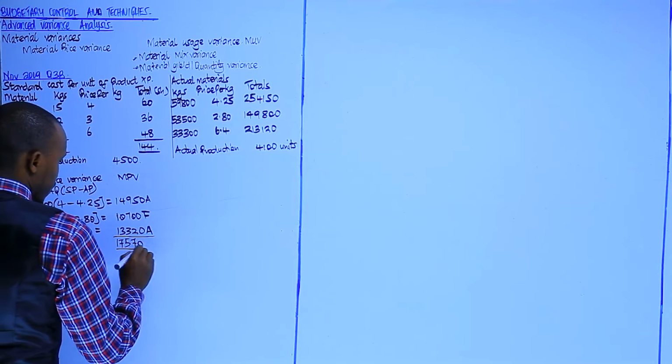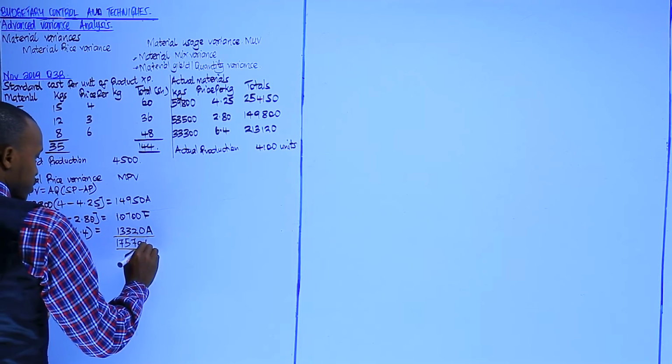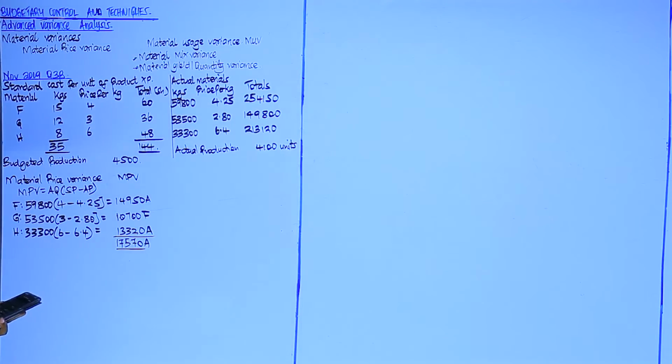$17,570, which you're going to say is what? Adverse. Remember, you add the adverse, subtract adverse, favorable, and you also add favorable. Favorable. Okay, let me show you the material usage variance.